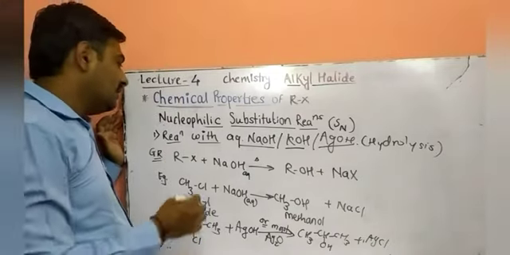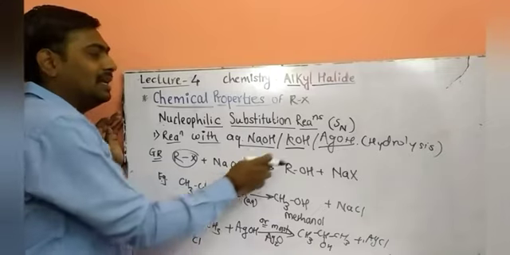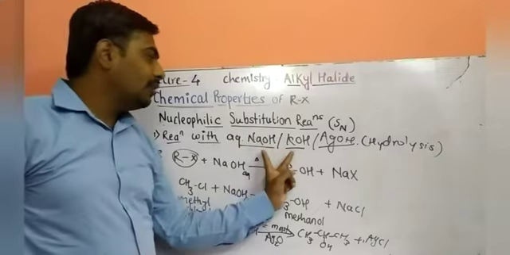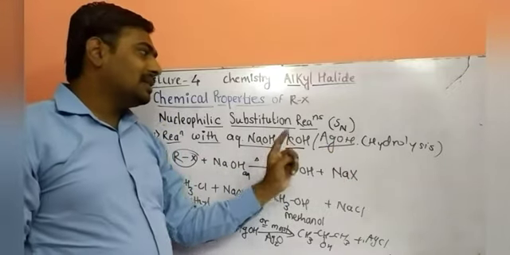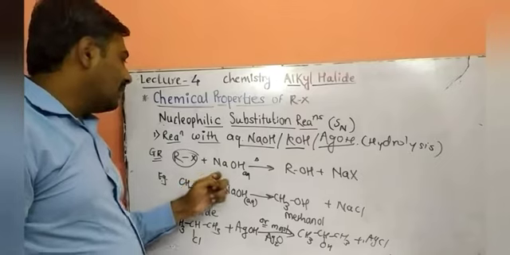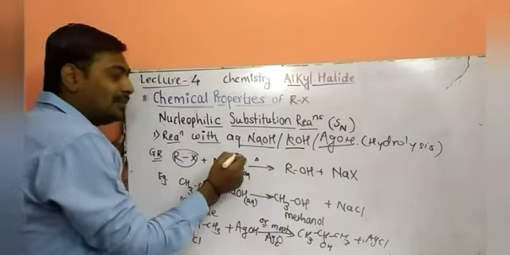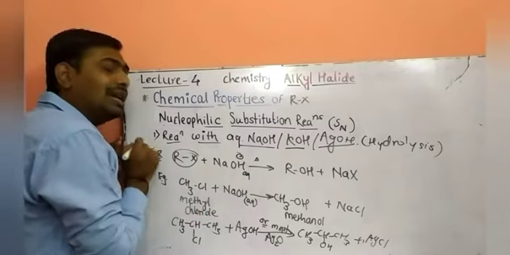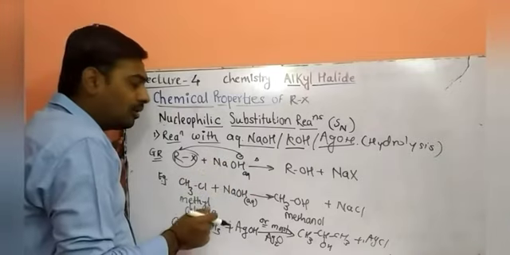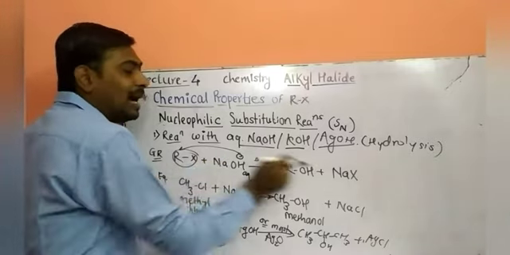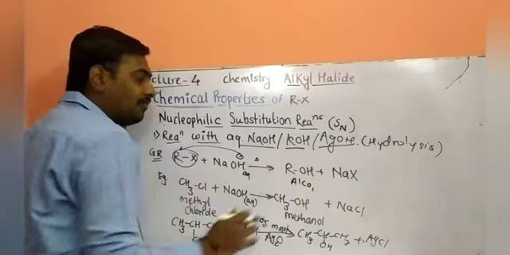So what happens in this reaction? When any alkyl halide reacts with a hydroxide compound like NaOH or KOH, these two are bases, strong inorganic bases as compared to AgOH. So the nucleophile OH minus, with Na plus, the OH minus will attach on this alkyl group, giving ROH as the substituted product with NaX as a byproduct. So we get alcohol as the product in this reaction.